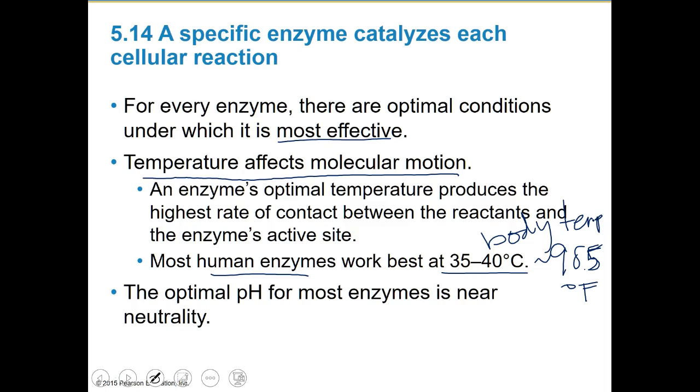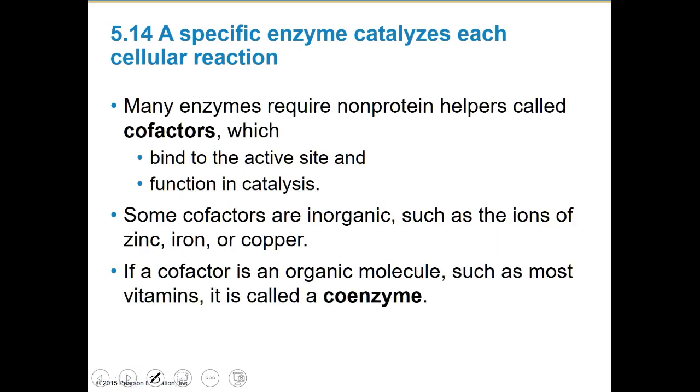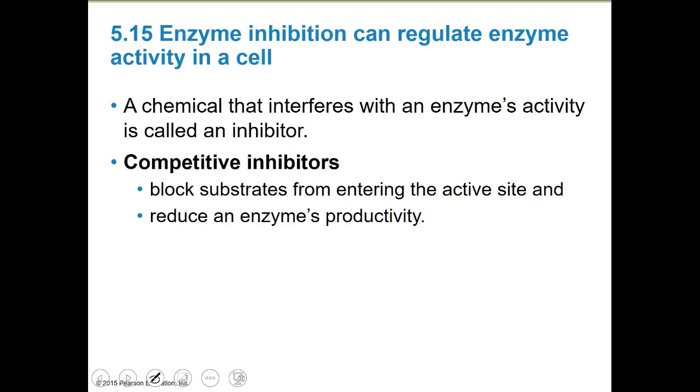The optimal pH for most enzymes is near neutrality. They like somewhere around 7. Makes them happy. Many enzymes require non-protein helpers called cofactors. These help bind to the active site and function in catalysis. Some cofactors may be zinc, iron, copper, stuff like that. Occasionally, we'll have some other molecules like vitamins that are called coenzymes, and these are organic. We'll have a particular one come up later called acetyl coenzyme A that will be really important for cellular respiration.